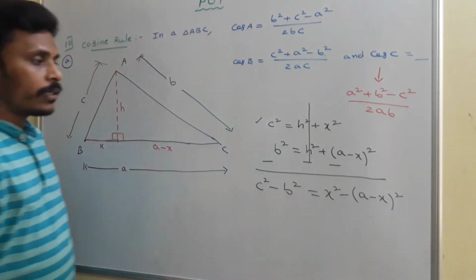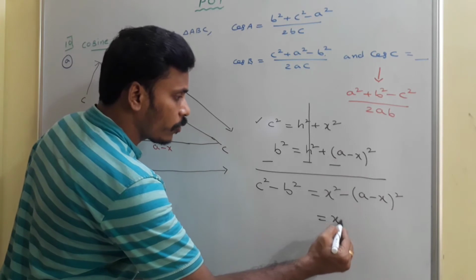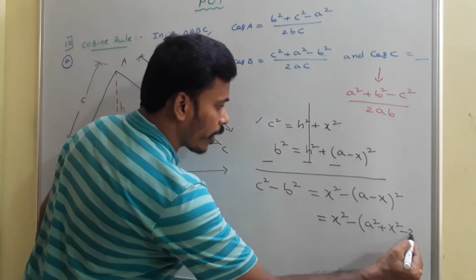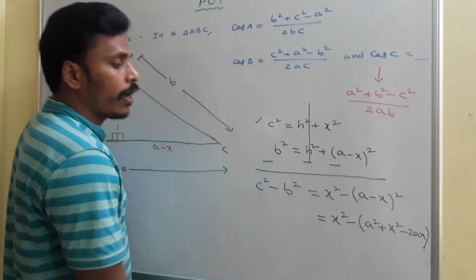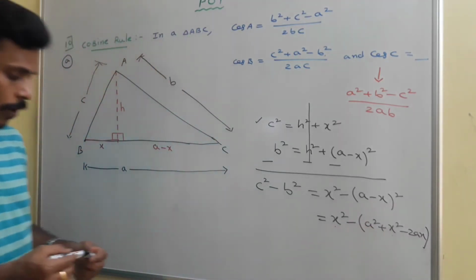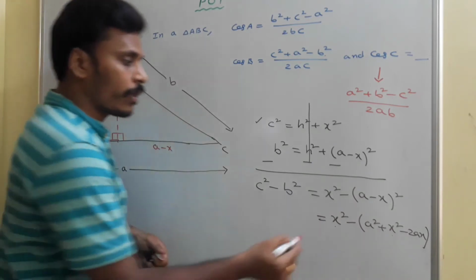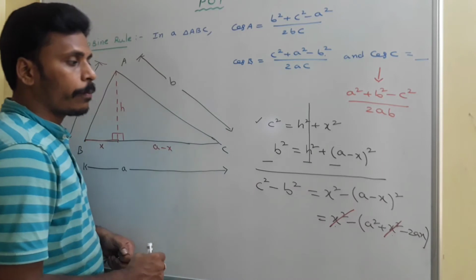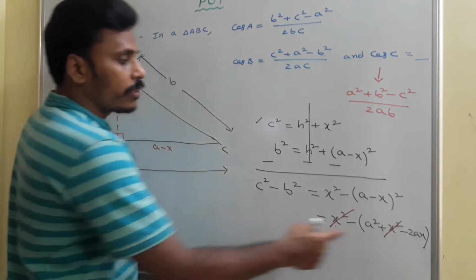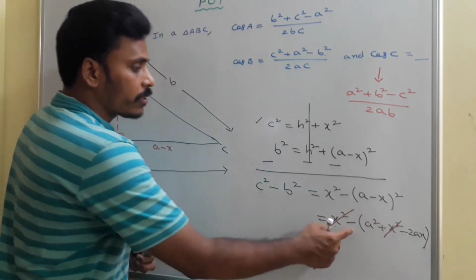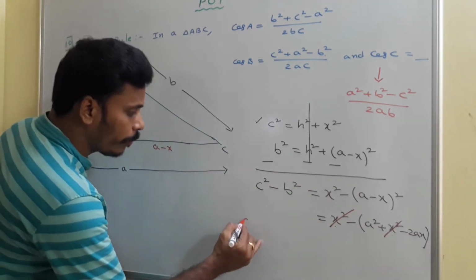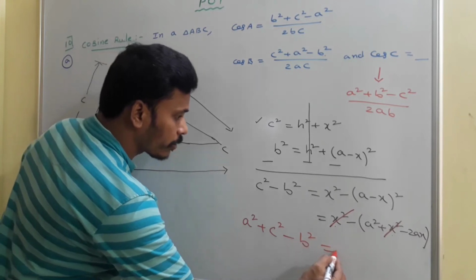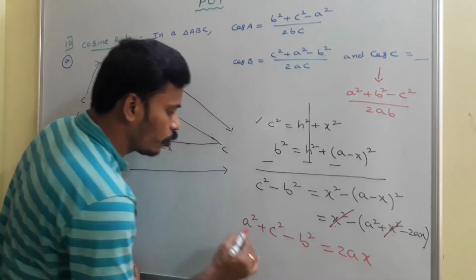If you simplify this side, this is equal to x square minus (a square plus x square minus 2ax), and this x square and that x square will get cancelled. This is minus a square, minus of minus, plus 2ax. Now do one thing: send this minus a square to this side. It becomes a square plus c square minus b square is equal to 2ax.